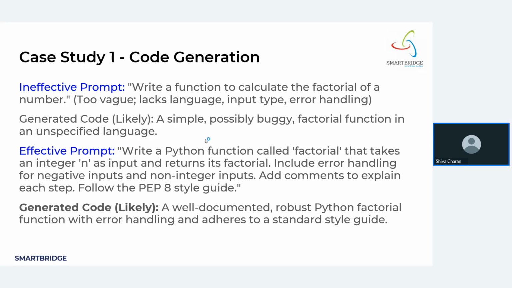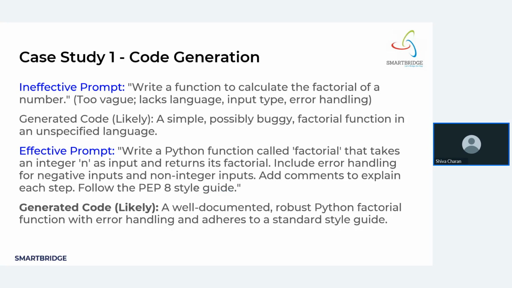Write a Python function called factorial that takes an integer n as an input and returns its factorial. Include error handling for negative inputs and non-integer inputs. Add comments to explain each step. Follow the PEP 8 style guide.